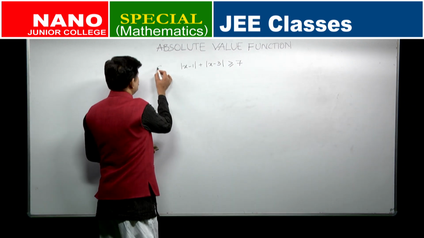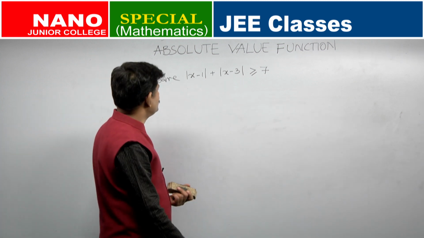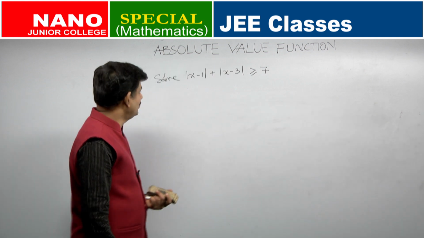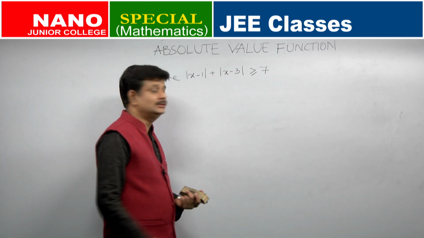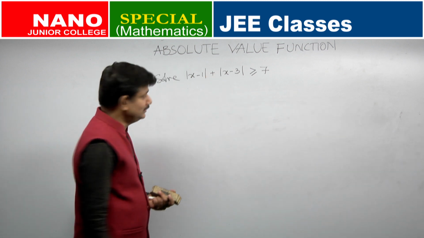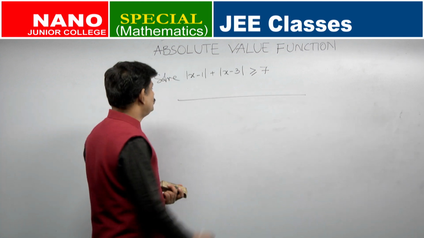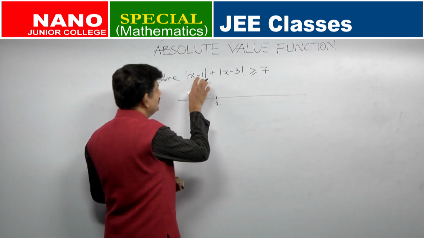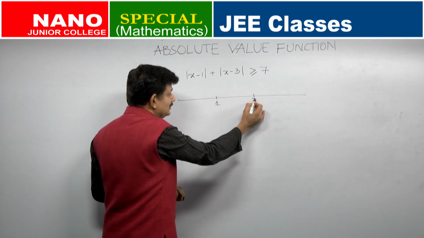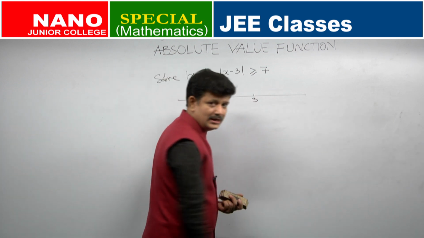Let us look at another question. Solve mod x minus 1 plus mod x minus 3 is greater than or equal to 7. Now, this particular question I will do analytically, you do it geometrically. So, to do this question analytically, what do I need to do? I have to break this into cases. Cut the number line at 1 and again cut the number line at 3. So, effectively how many cases? 3 cases, 1, 2 and 3.